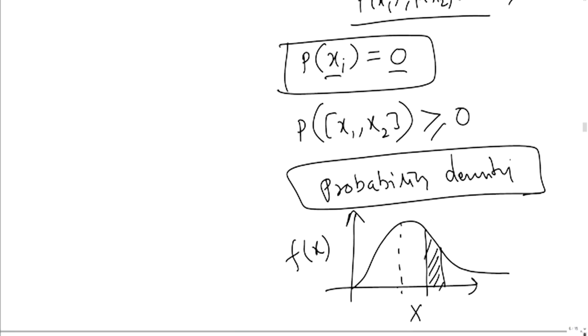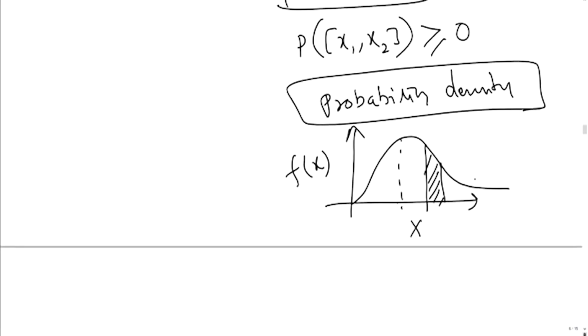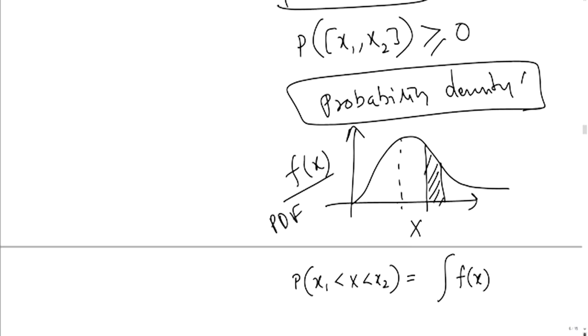How can that be possible? It can be possible if you apply the third axiom here and say that the probability of an interval of values of x, let's say x being between x1 and x2, is given by the area under this probability density function fx. So fx is a probability density function, we call it PDF. So it is the area under this probability density curve between x1 and x2.